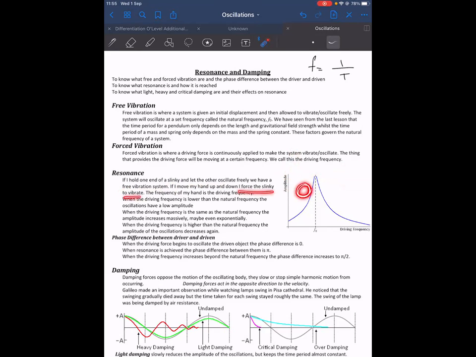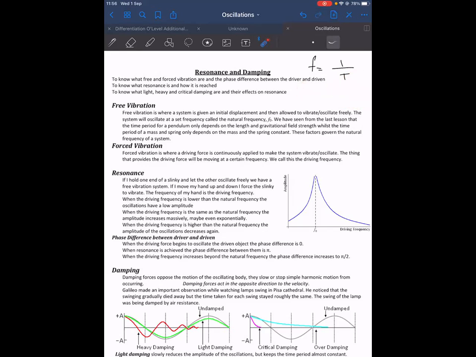If I move my hand up and down, I'm actually forcing the spring, forcing that system to oscillate at a certain frequency. But if I'm just holding it and allowing it to oscillate freely, then it's going to oscillate at its natural frequency. Every system has its own natural frequency depending on certain factors. Just the way I have told you, if you have a spring mass system, your natural frequency will depend on mass and spring constant. Similarly, if you have a pendulum system, the frequency is going to depend on the length of the pendulum and the gravitational field strength.